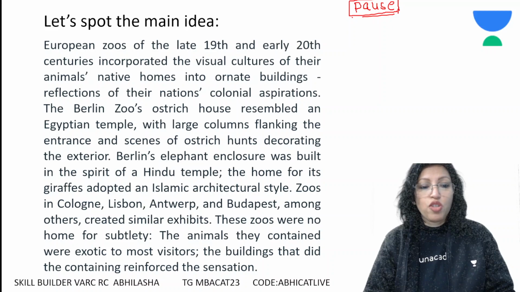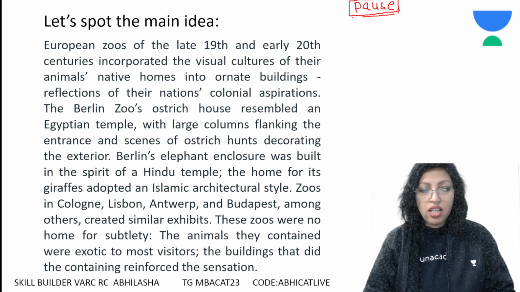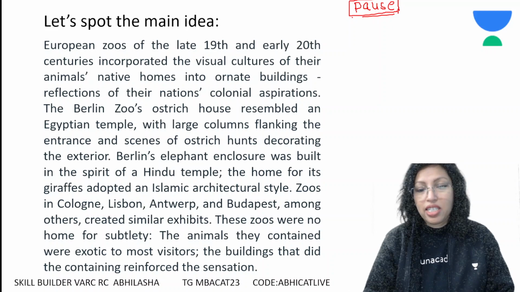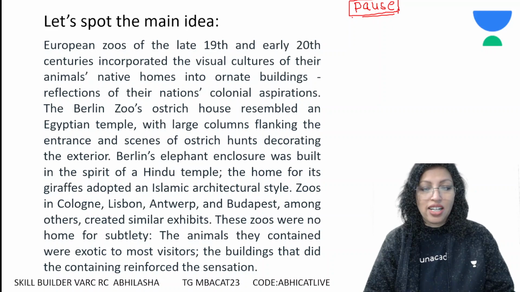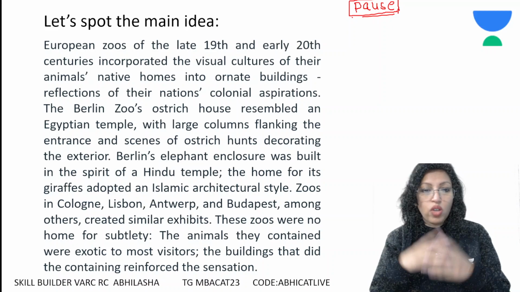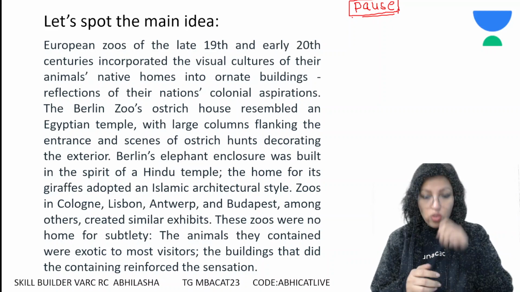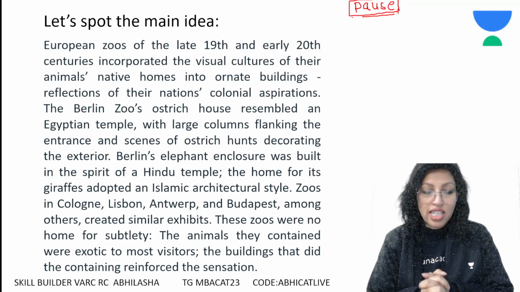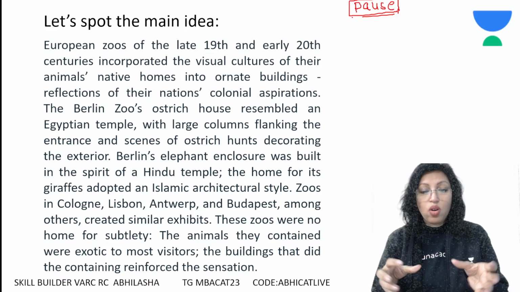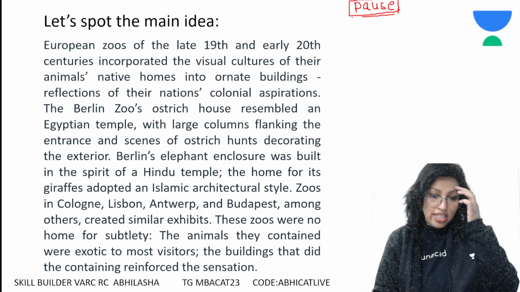Berlin's elephant enclosure was built in the spirit of a Hindu temple. The home for its giraffes adopted an Islamic cultural style. Zoos in Cologne, Lisbon, Antwerp, and Budapest, among others, created similar exhibits. These zoos were no home for subtlety. They were not subtle. The animals they contained were exotic to most visitors. So the animals that they had were very strange, very unusual. The buildings that did the containing, so the enclosures you kept these exotic animals in, reinforced the sensation. So the animals were exotic, and the buildings housing these animals were even more fancy.